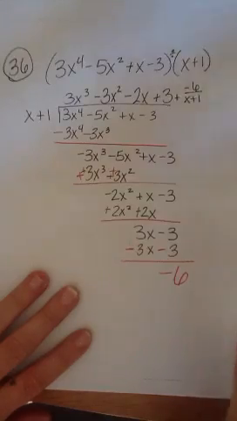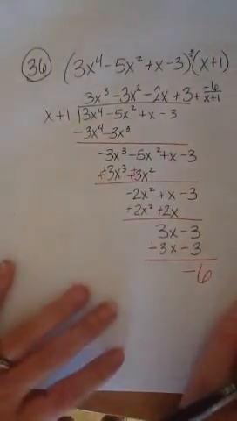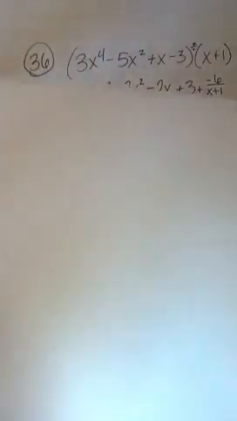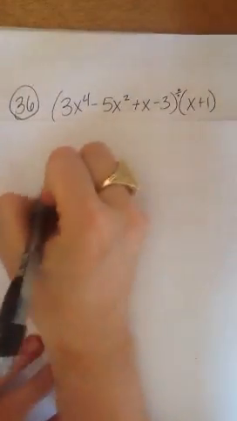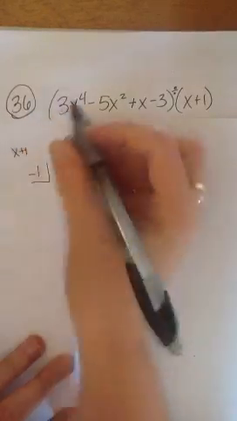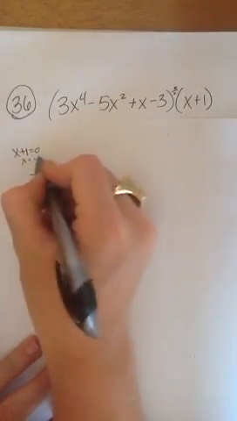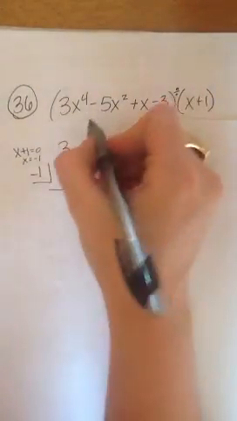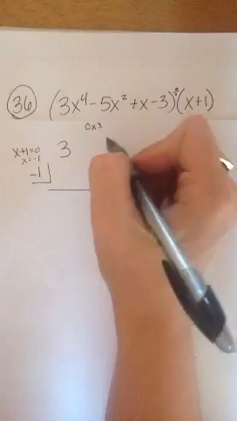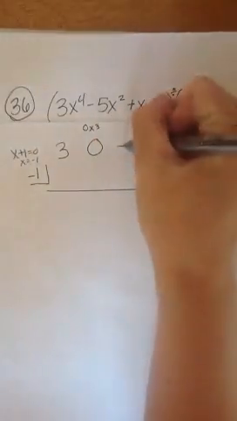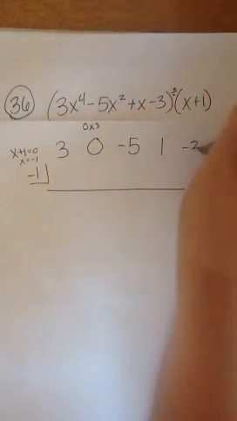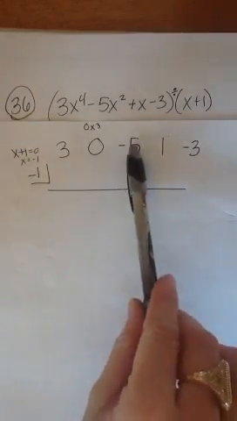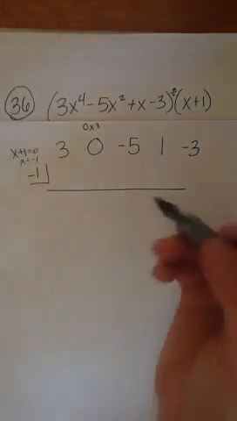Now let's do synthetic. It's the same problem, just going to do synthetic. Negative 1 over here. It's x plus 1 equals 0, so x is negative 1. Now, 3 is with your x to the fourth. You are missing an x to the third. You have to put a 0 there. Then negative 5, then a 1, then a negative 3. X to the fourth, x to the third, x squared, x, your constant.